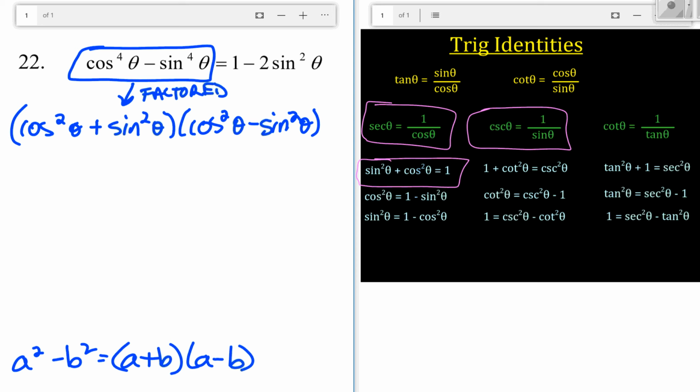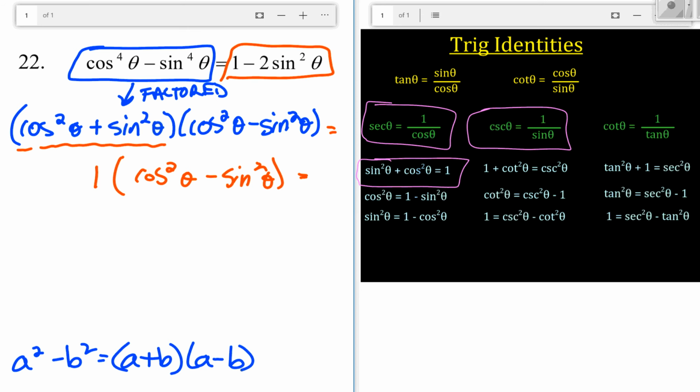So it looks like I made it a lot more messy, but really this actually helps a lot, because if you notice, this thing right here is just 1. So now we're left with 1 times cosine squared theta minus sine squared theta. And somehow I need to get it to be 1 minus 2 sine squared theta. Let's grab something a little brighter. I don't really want to mess with that, because I want a sine squared theta in there, but I do want to get rid of that.